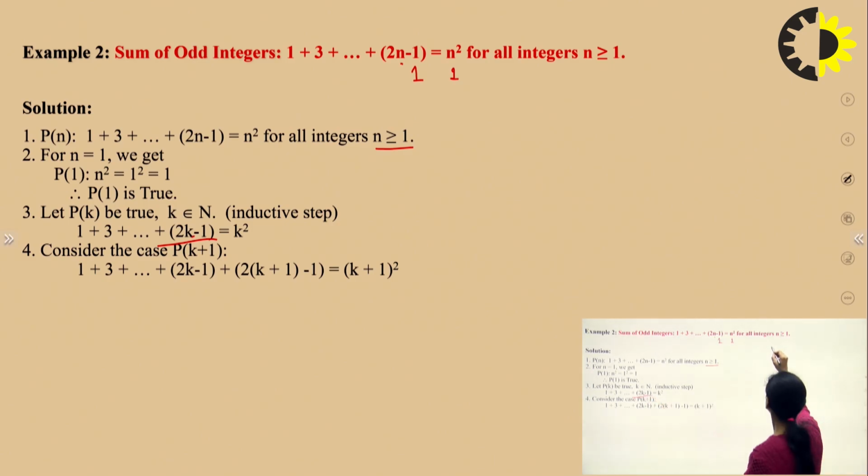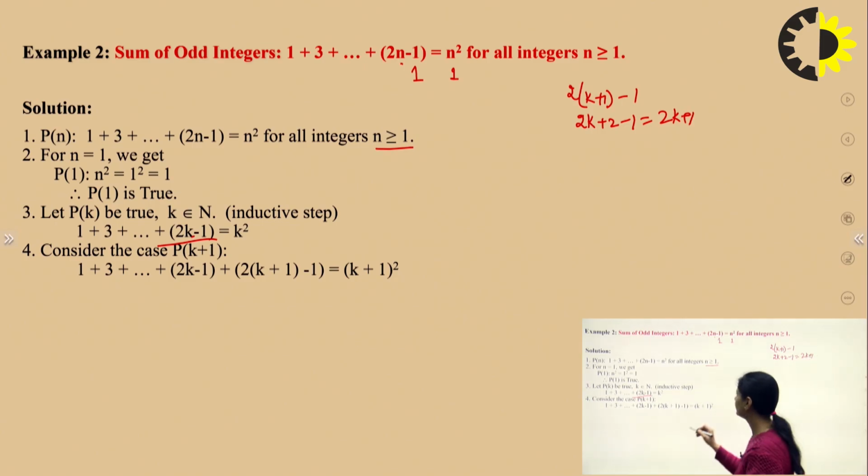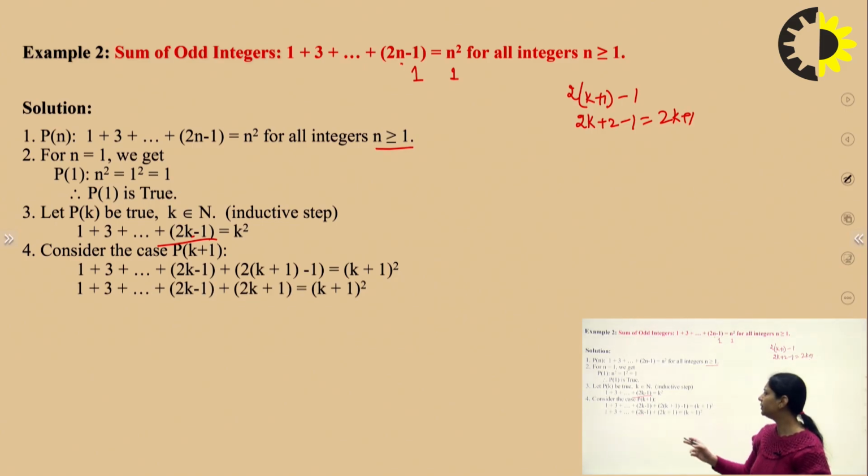So we'll have 2 into k plus 1 minus 1. So this becomes 2k plus 2 minus 1, which becomes 2k plus 1 as the next term. So this becomes 1 plus 3 till 2k minus 1 plus 2k plus 1. Here it is n square, so this becomes k square. When we are working for the hypothesis k plus 1, it becomes k plus 1 the whole square.